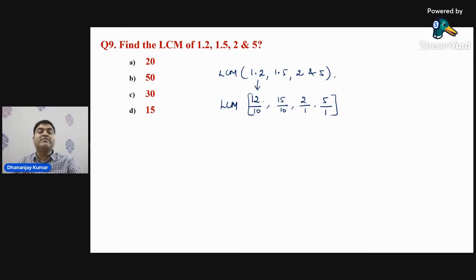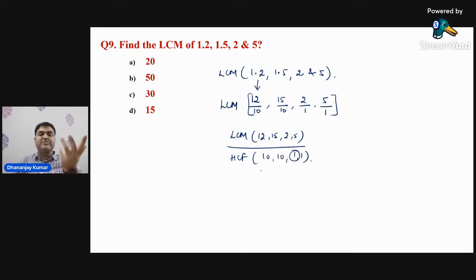Find the LCM of 12, 15, 2, and 5. Find the HCF of 10, 10, 1, 1. HCF is the highest common factor, and the factor of this is 1, so it is going to end with 1. So you will not get a fraction at all as the answer. And find the LCM of these all.